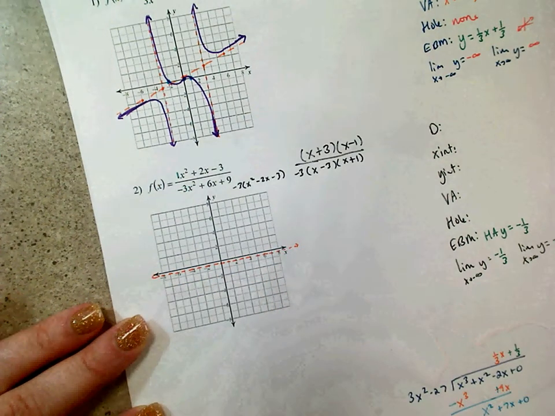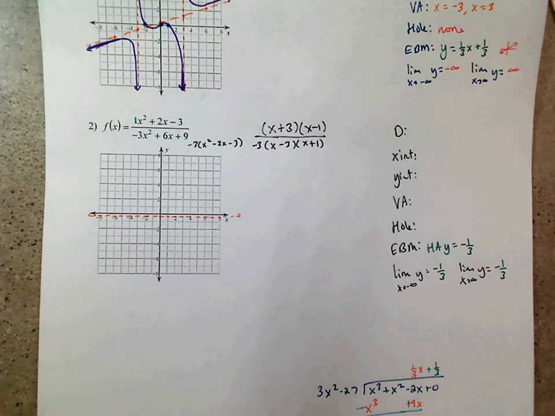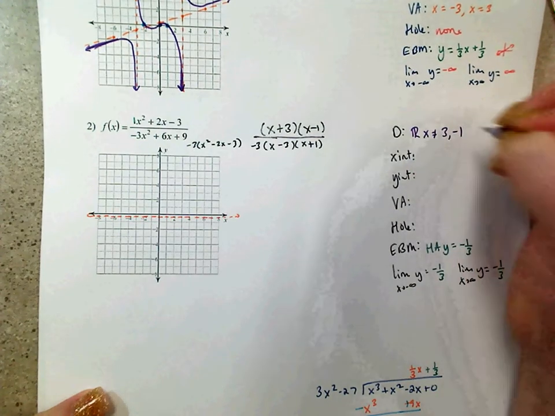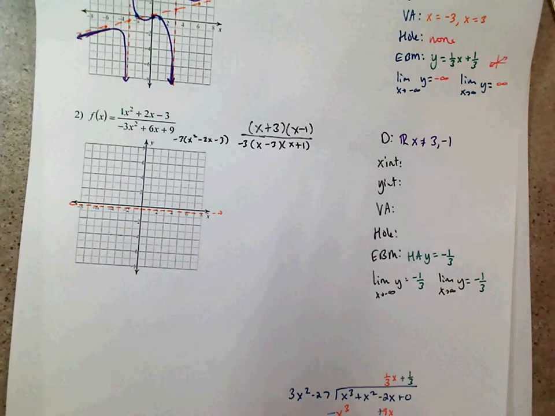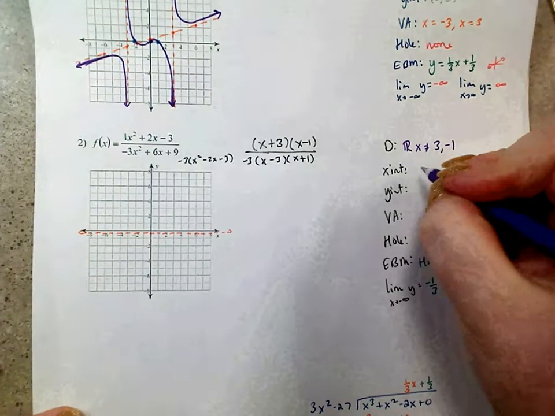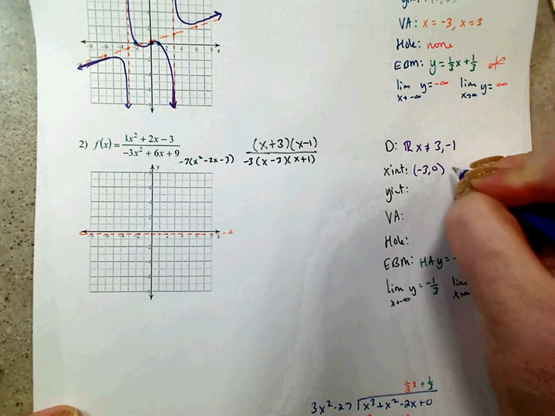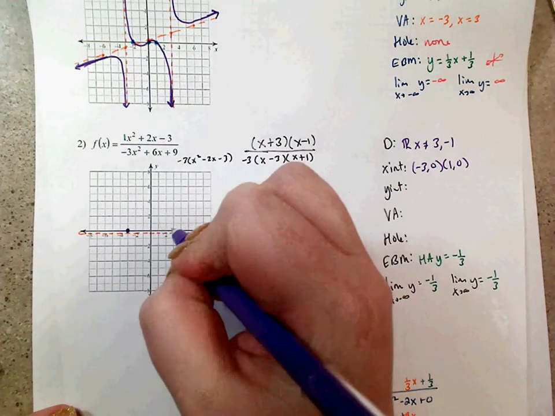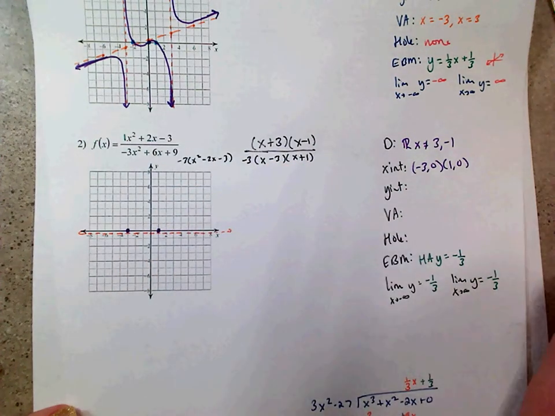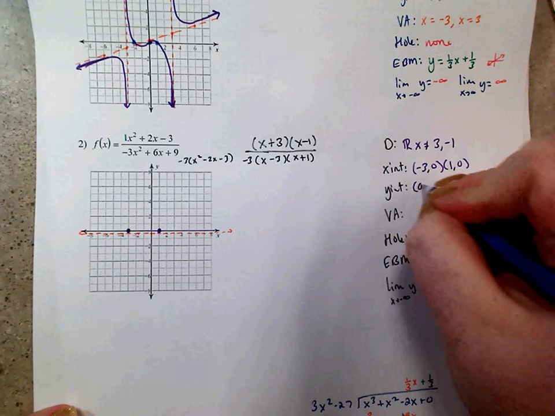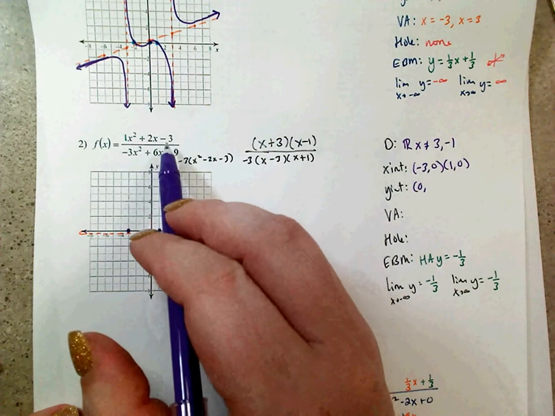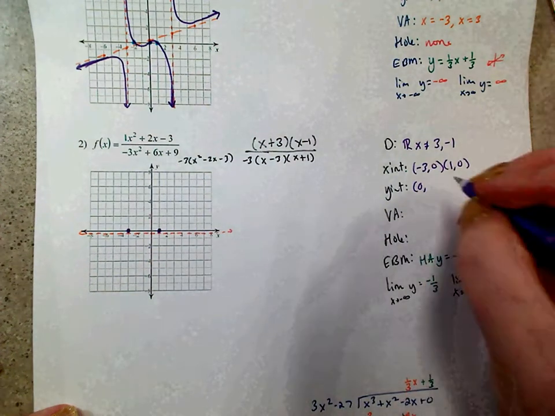Okay. Domain. Domain is everywhere except where the denominator is 0, and the denominator is 0 at both 3 and negative 1. So all real numbers except 3 and negative 1. X-intercepts are when the numerator and only the numerator equals 0, so that is both negative 3 and positive 1. I'll go ahead and plot those. Negative 3 and positive 1. Y-intercept is when x equals 0. So when you plug in x equals 0, you get 0 plus 0 minus 3 over 0 plus 0 plus 9. So basically negative 3/9, which is negative 1/3. Which is interesting.